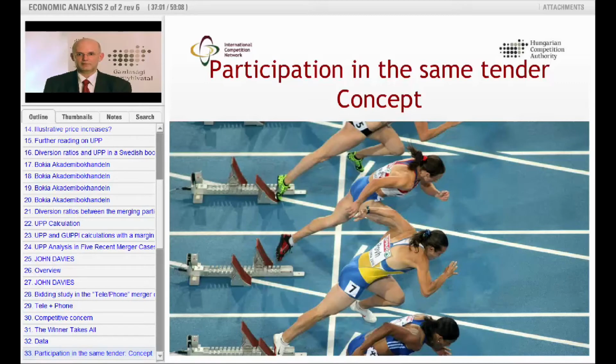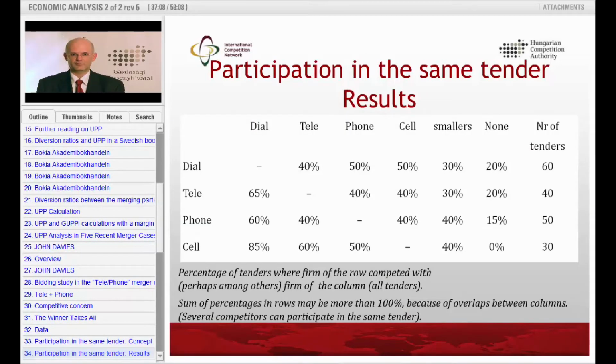From our data set, we calculated this ratio for each supplier concerning each competitor. The first row of this table represents tenders where Dial participated, that is 60 tenders or half of the total. In 40% of those 60 tenders, Tele also participated, and in 50% of those 60 tenders, Phone also participated, and so on. So each row represents tenders where a particular supplier participated, and each column indicates the competitive pressure a particular competitor imposes on others.